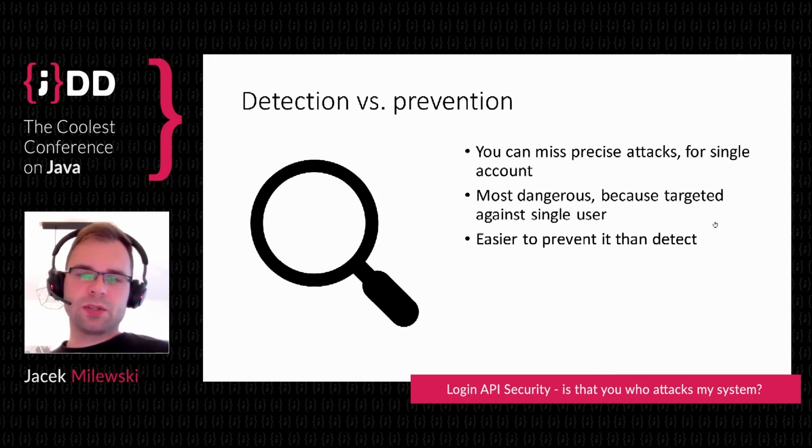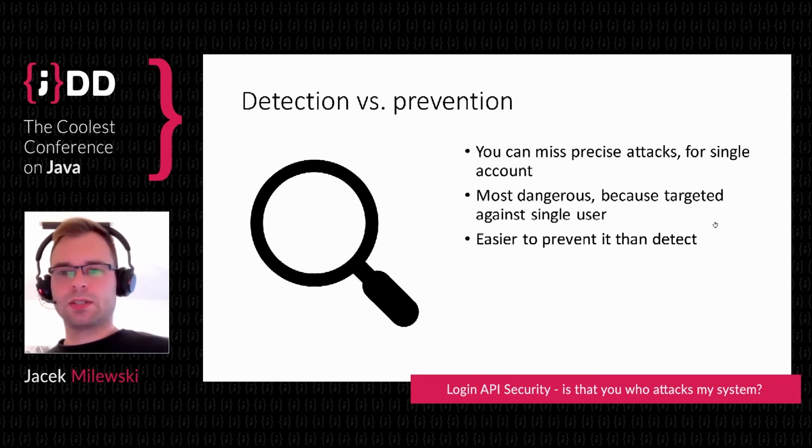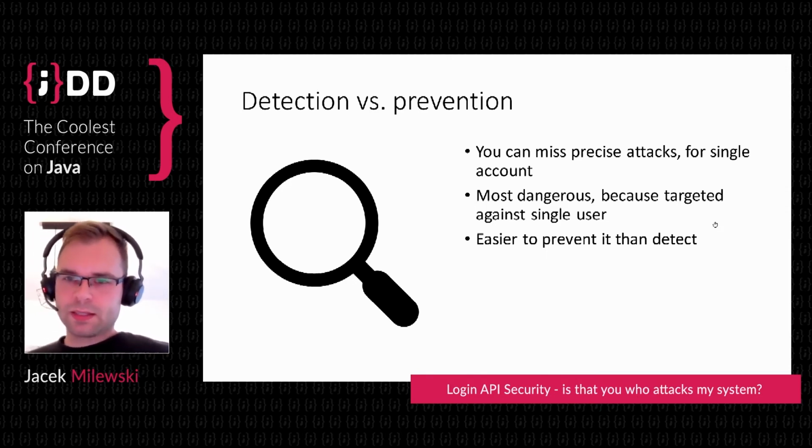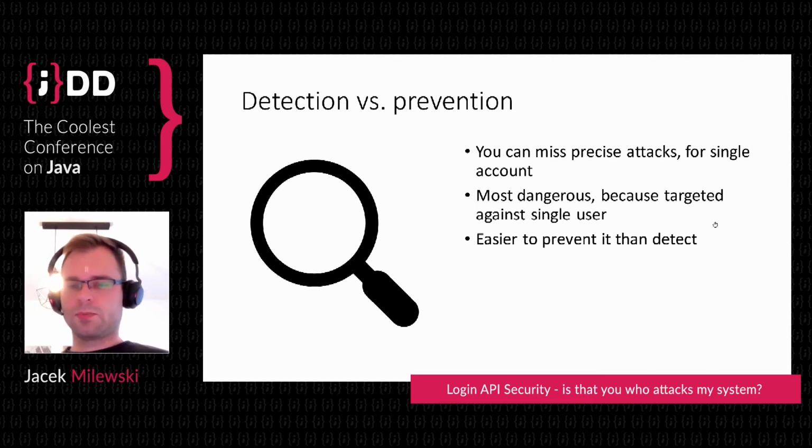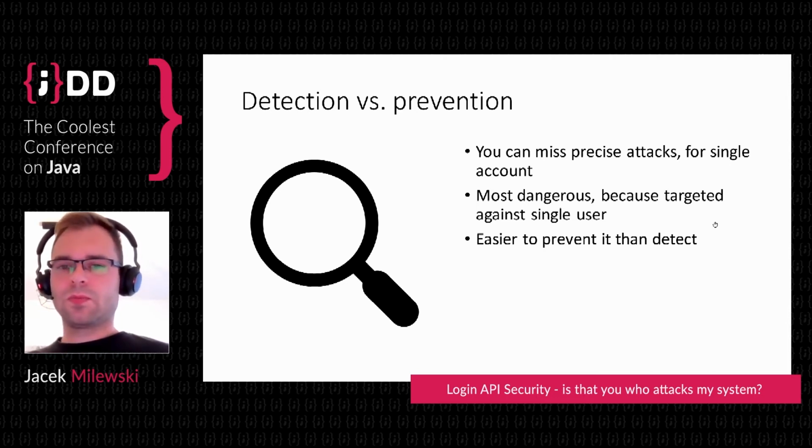So yeah, we try to detect attacks and prevent them. We don't want to miss the precise attacks targeted against a single account. Whether it's easier to prevent than detect, we use both. However, I think that it's a bit easier to prevent, for example, by strengthening the login process by introducing 2FA.